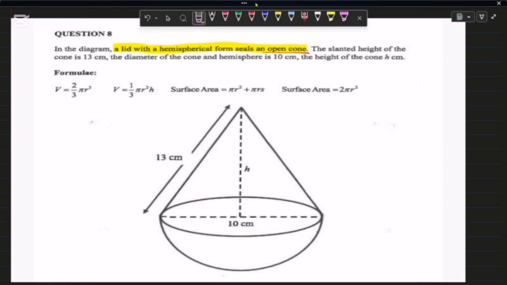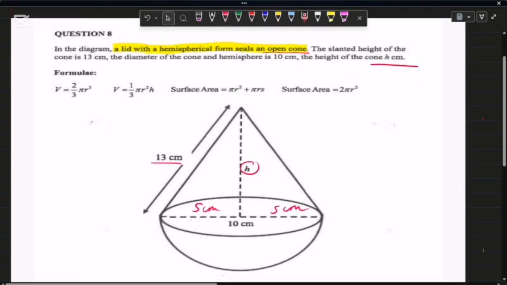They say that the slanted height of the cone is 13 centimeters. This is the slanted height, 13 is given, and the diameter of the cone and the hemisphere is 10 centimeters. We know that the diameter is 2 times the radius, so if the diameter is 10 centimeters, the radius is 5 centimeters. And the height of the cone is h centimeters, so this is the height h.